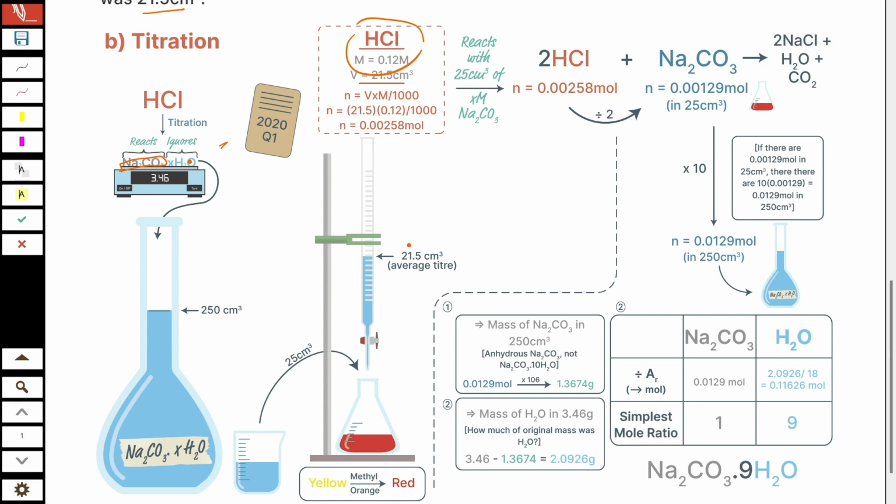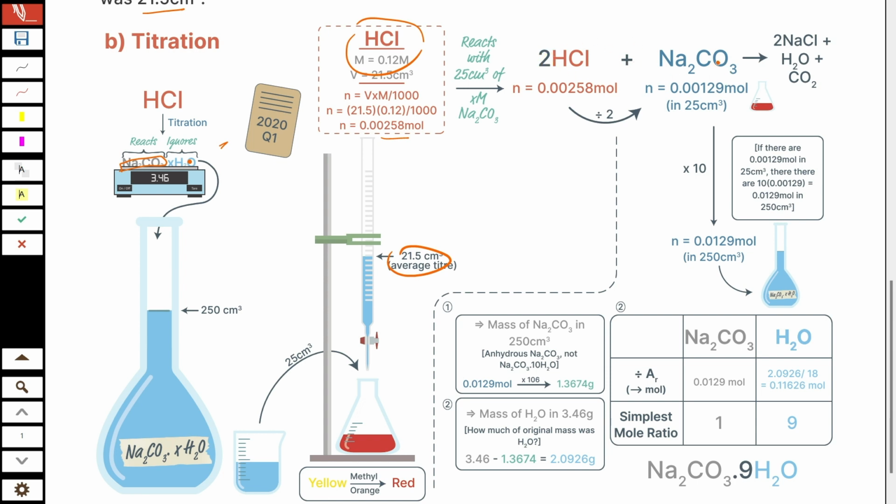Here we're told our average titer was 21.5 centimeters cubed, and that was from our HCl. So we know the details about the HCl. We can work out how many moles of HCl react because we know its concentration and we know the average titer. We get the number of moles of HCl that react by multiplying the volume by the molarity divided by 1,000, and that gives us 0.0258 moles. The equation will be given to you in the question, but you can see that there's a ratio of 2:1.